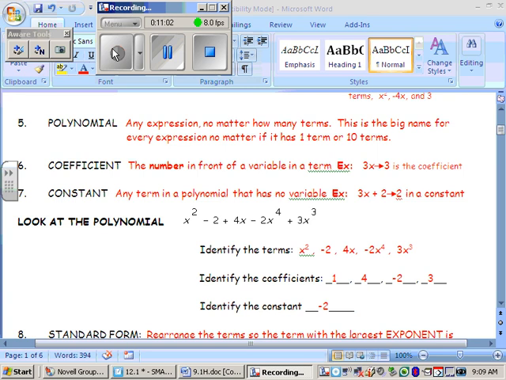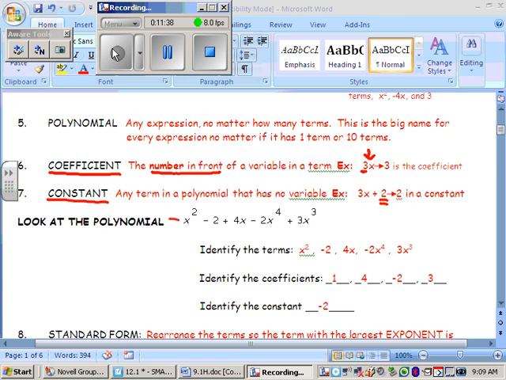A polynomial is any expression, no matter how many terms. This is the big name for every expression, no matter if it has one term or 10. The word coefficient I mentioned several times, and this is the number in front of the variables. So for example, in the polynomial 3x, the 3 is the coefficient. A constant, as we talked about, is any term in a polynomial that has no variable. So in 3x plus 2, the 2 is the constant.